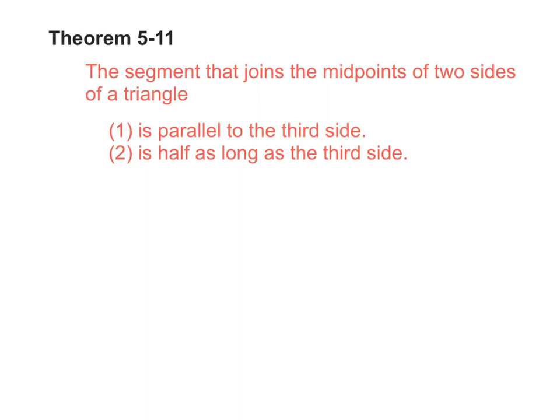Now the last theorem we're going to talk about is theorem 5-11. Now this theorem actually has two parts. Now this theorem states the segment that joins the midpoints of two sides of a triangle, 1 is parallel to the third side, and 2 is half as long as the third side. Well, again, let's discuss this via a picture. Let's say we've got a triangle here. And here's our triangle.